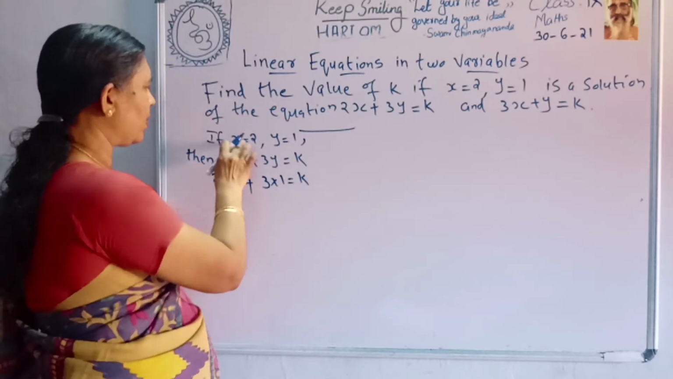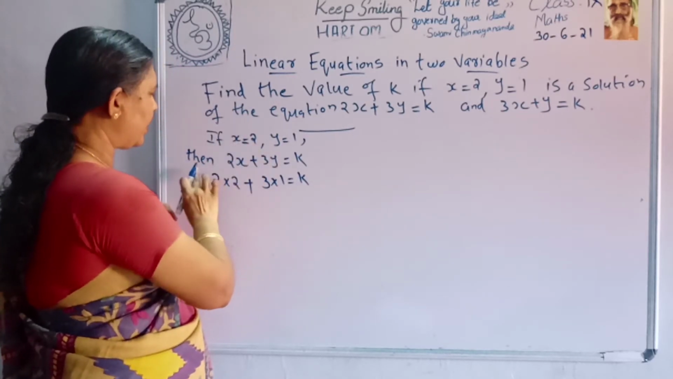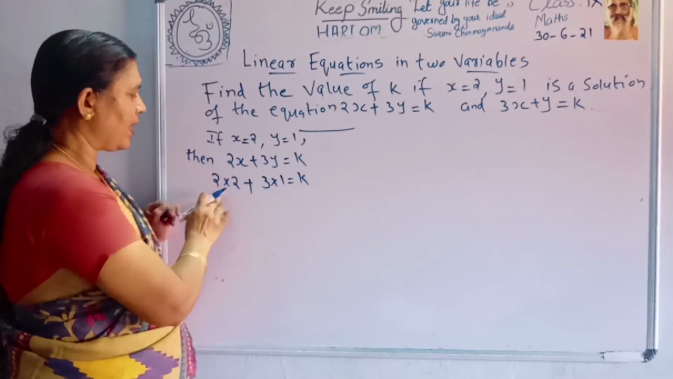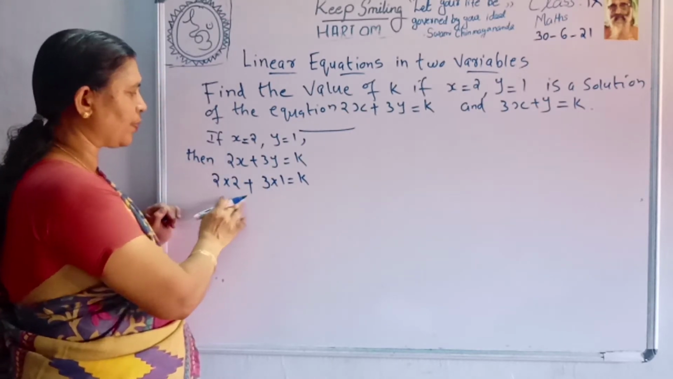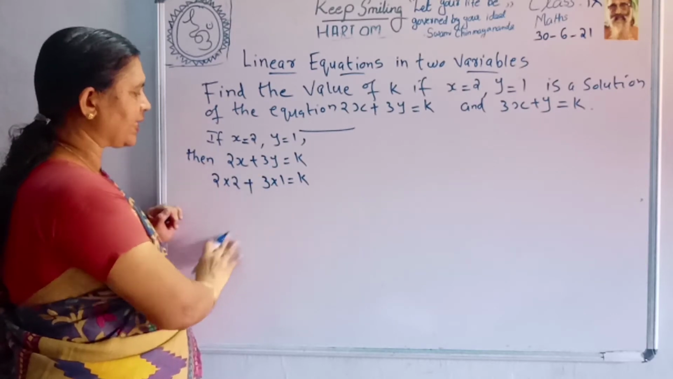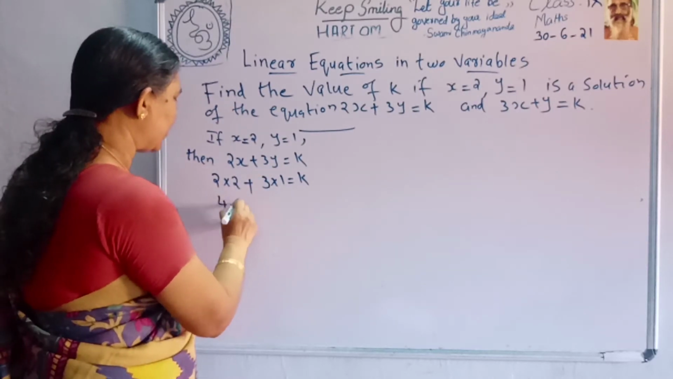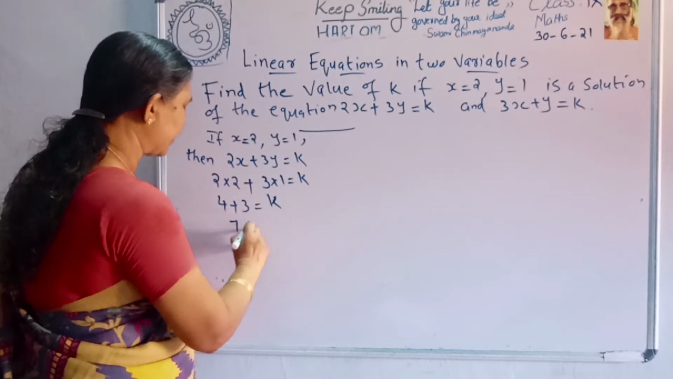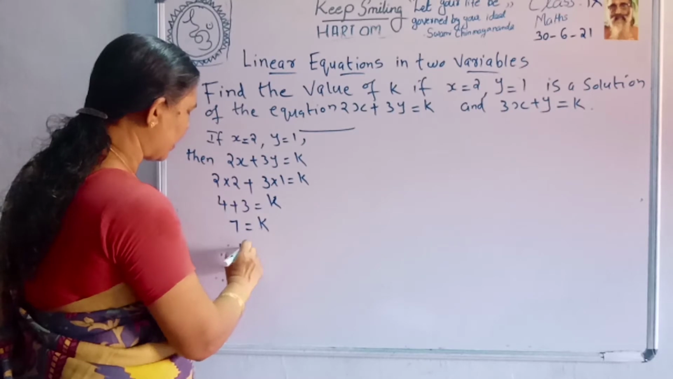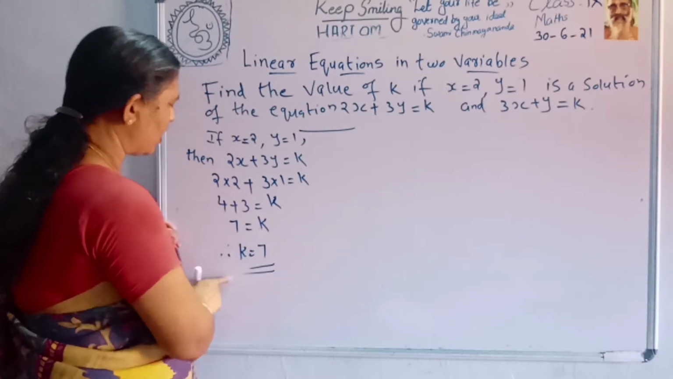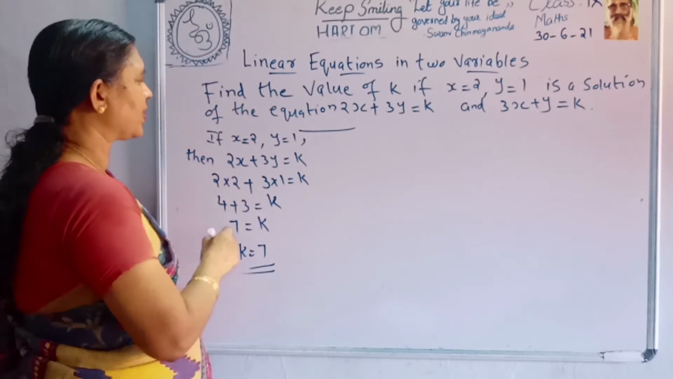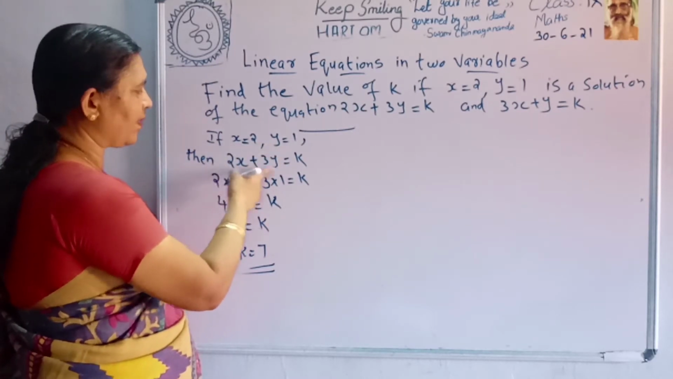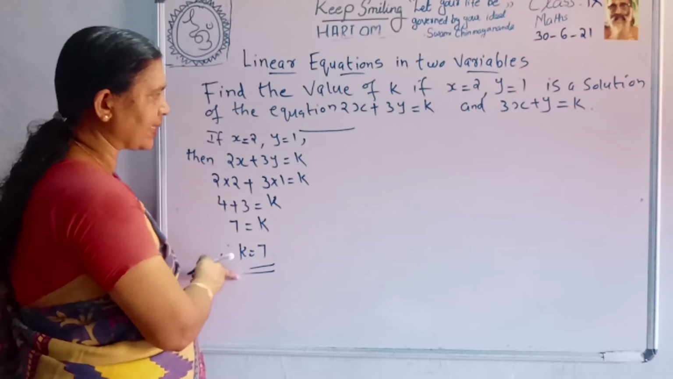Therefore, if x is equal to 2 and y is equal to 1, instead of x we put 2 and instead of y we put 1. Then 2 into 2 plus 3 into 1 is equal to k. That is 4 plus 3 is equal to k. 4 plus 3 is 7. Therefore, k is equal to 7. So, for 2x plus 3y is equal to k, k is equal to 7.